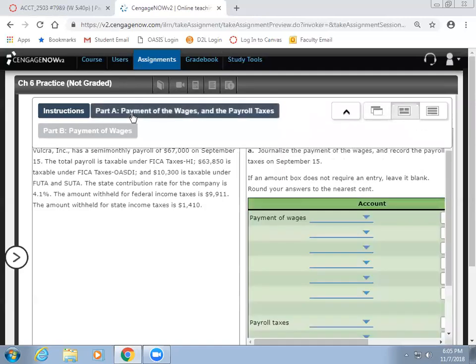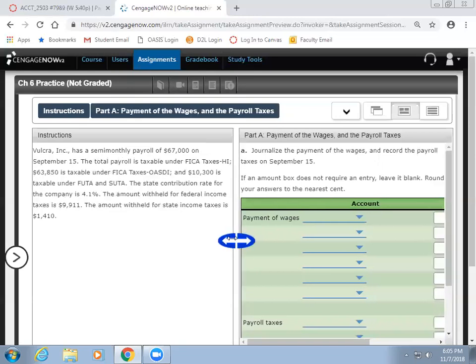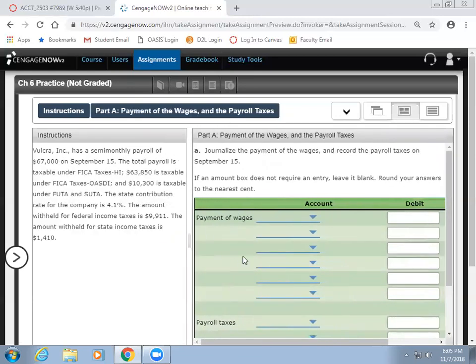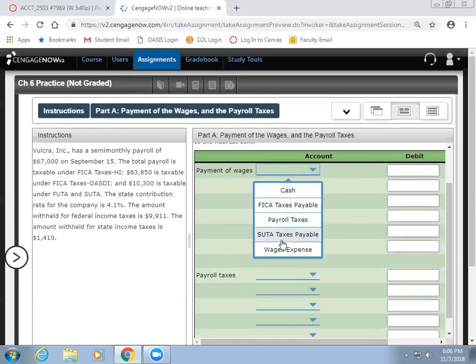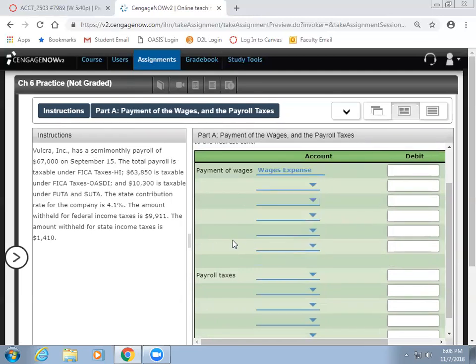Okay, let me bring up Part A here. We're doing the same journal entries really. Now we're also dealing with unemployment, which falls under employer contributions. The only difference in our structure here is that we also pay a state income tax, which is similar to here in Oklahoma. We know we have to pay state income tax. As far as our payment of wages, we're still starting with a debit to wages expense, and that's still our full amount of $67,000.